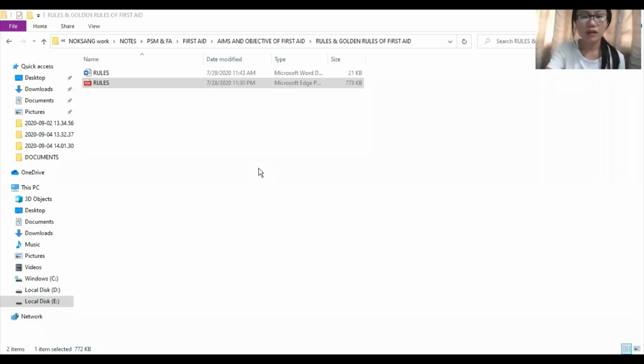These are the rules of first aid which we were talking about. Check, call, care. This is the diagram. You just draw this diagram in the rules of first aid.